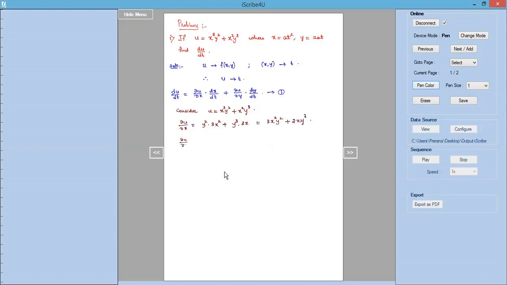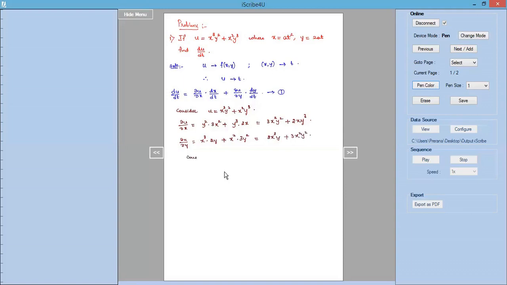So this is fetching us 3x squared y squared plus 2x y cubed. Similarly, dou u by dou y we will find out. With respect to y partial differentiation, x cubed is a constant, writing down x cubed as it is. Differentiation of y squared is 2y, plus x squared as it is. Differentiation of y cubed is 3y squared. So this gives us 2x cubed y plus 3x squared y squared. So these are the partial derivatives of u with respect to x and y.